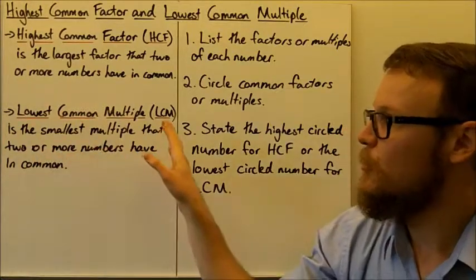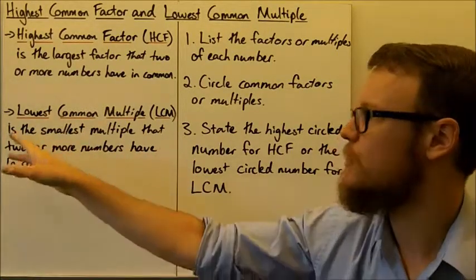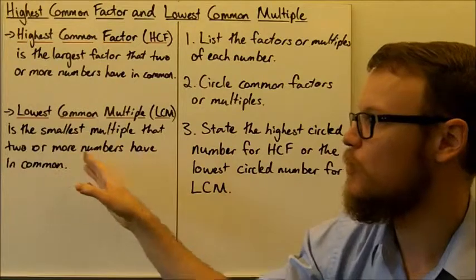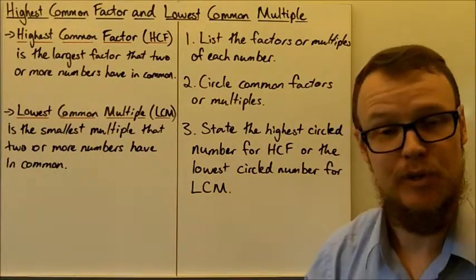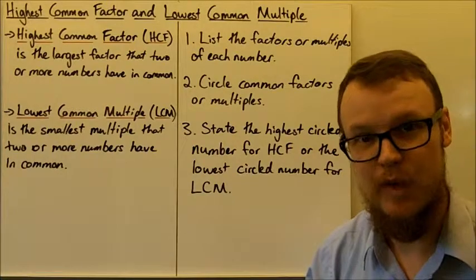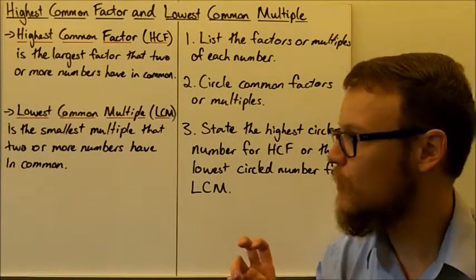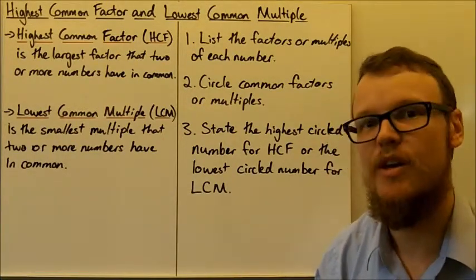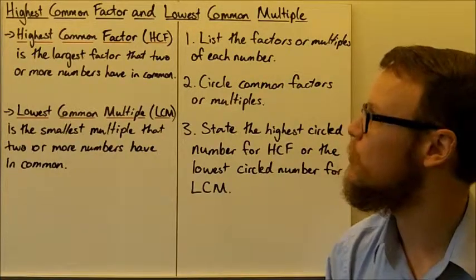The lowest common multiple, or LCM, is the smallest multiple that two or more numbers have in common. So if we look at all of the multiples of two numbers, we find what the ones they have in common are, and find the smallest value, the smallest one, that is the lowest common multiple.